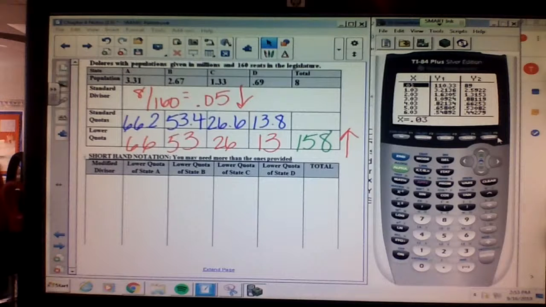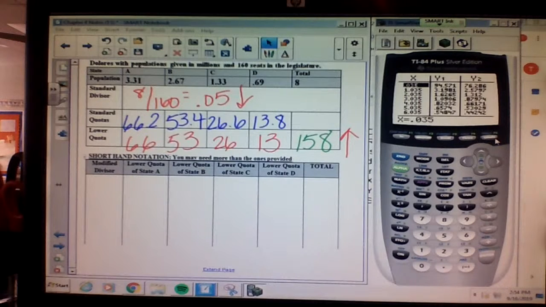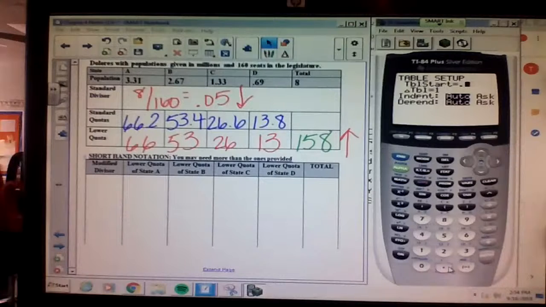So what would you like to guess? 0.35. Okay, I need to be smaller than this. So 0.0 what? 0.035. Still way big. Okay? 0.04.